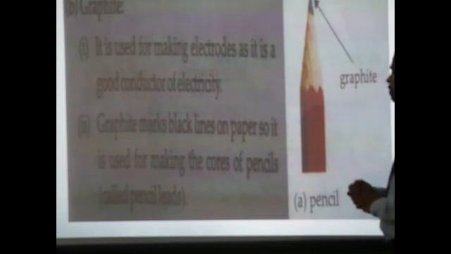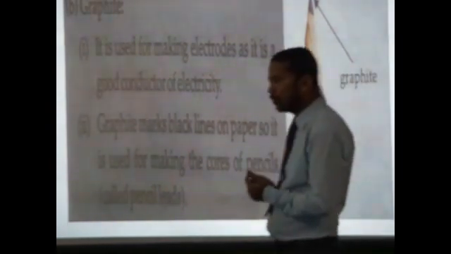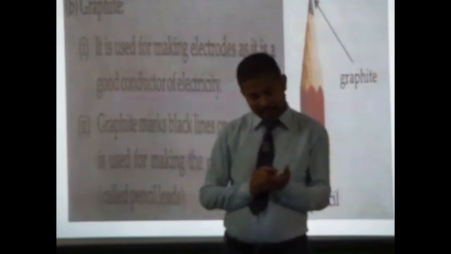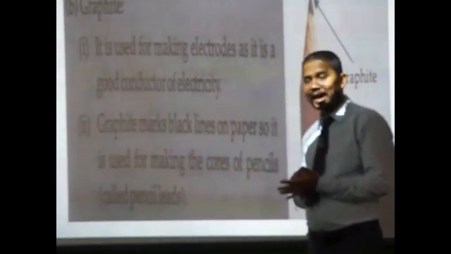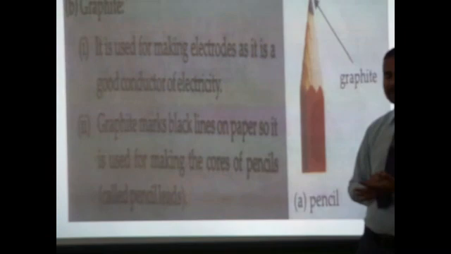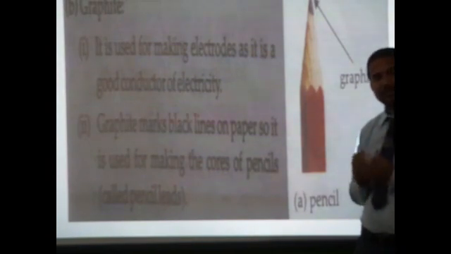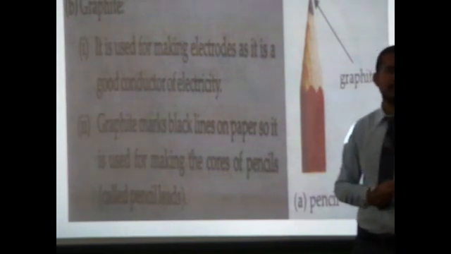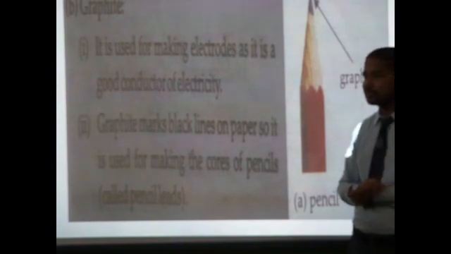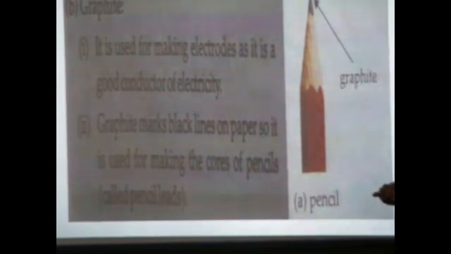Graphite marks black lines on paper, so it is used for making the cores of pencils, called pencil leads. Whenever you use graphite on paper, it gives black lines. It marks, and because of this, it is used for making pencil lead.